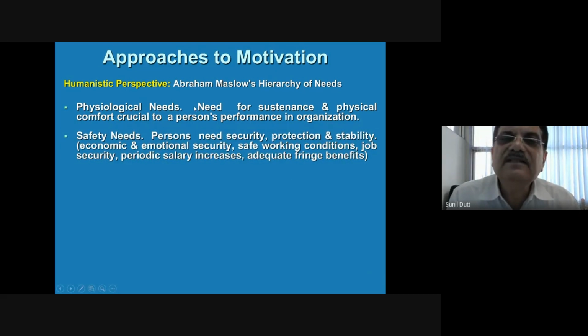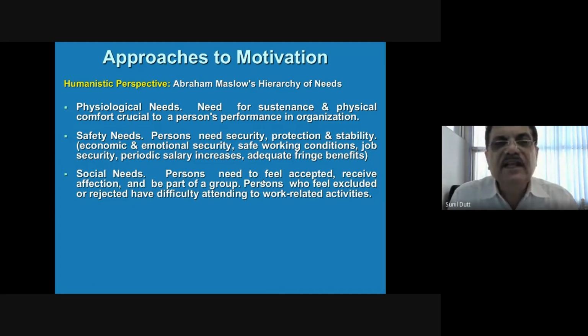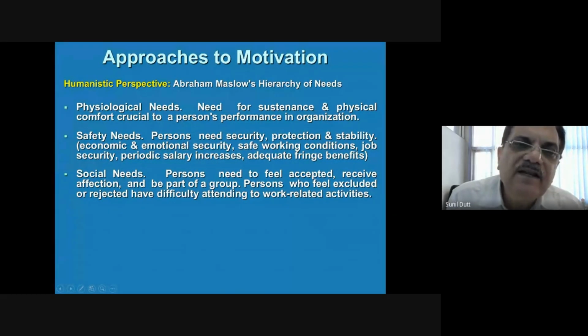Once these needs are met to some extent, the individual can pursue the satisfaction of higher needs in the hierarchy. Then comes the safety need, for security, need for protection against deprivation of the lower level needs. So he or she wants a safe working environment, safe working conditions, a periodic increase in the incentive and other benefits. Once this need is met to some extent, another need in the hierarchy gets activated. According to this approach, once the lower need is met, only then the higher need in the hierarchy gets activated.